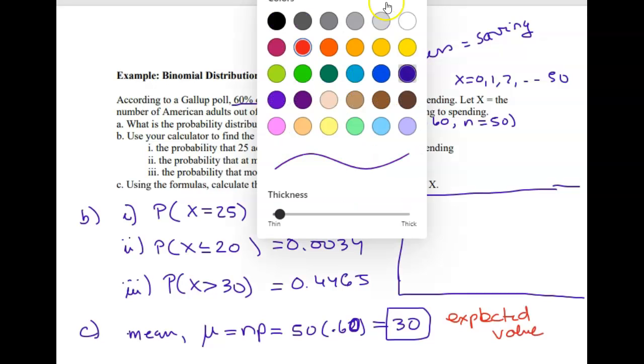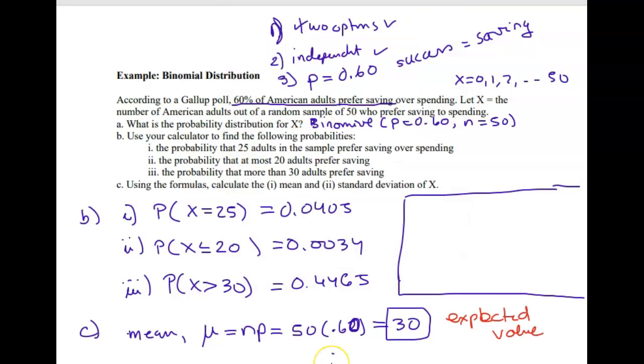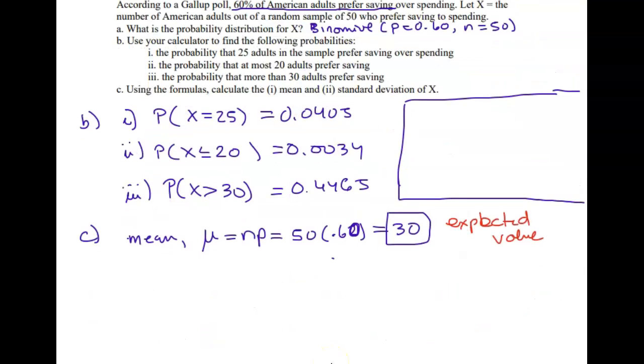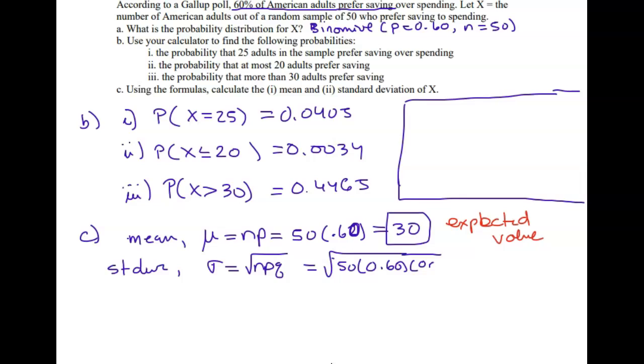Now for the standard deviation. Sigma is the square root of npq. That's the formula that's given. n is how many, p is the success, which is 0.60, and q is 1 minus p, so that's 0.4. P and q always add up to 1.